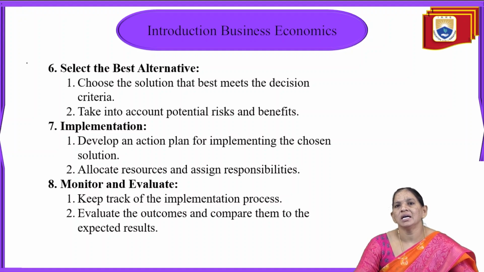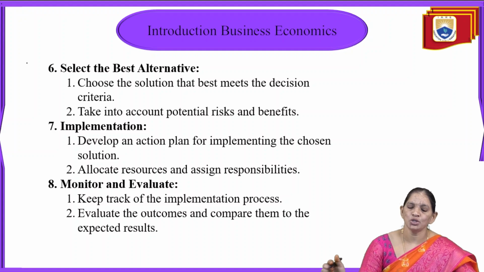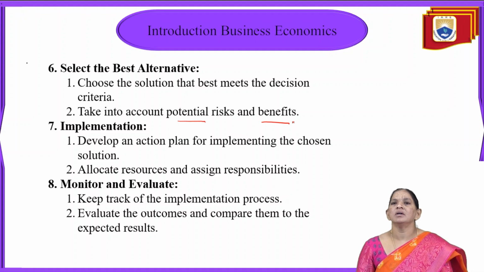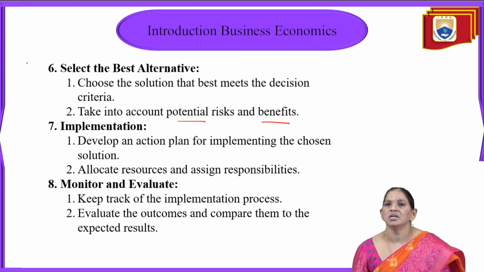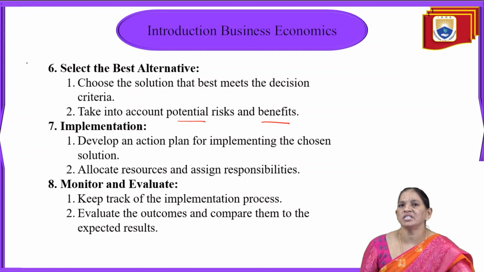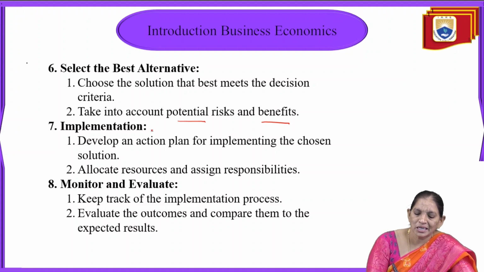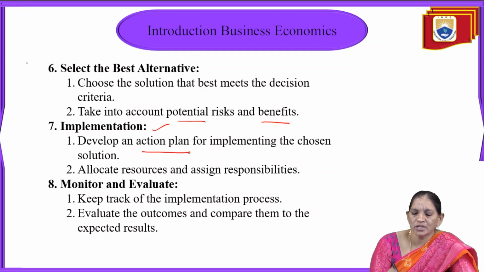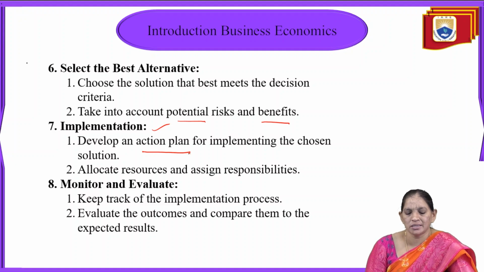And the next step is to select, by assessing these advantages, disadvantages, pros and cons. We should select the best alternative by decision criteria. And with this decision or alternative, we must assess the potential risks and also the benefits. It means the risks, the associated disadvantages, and what type of benefits there are should be identified. Once we have identified and selected the best alternative, then we go for implementation.